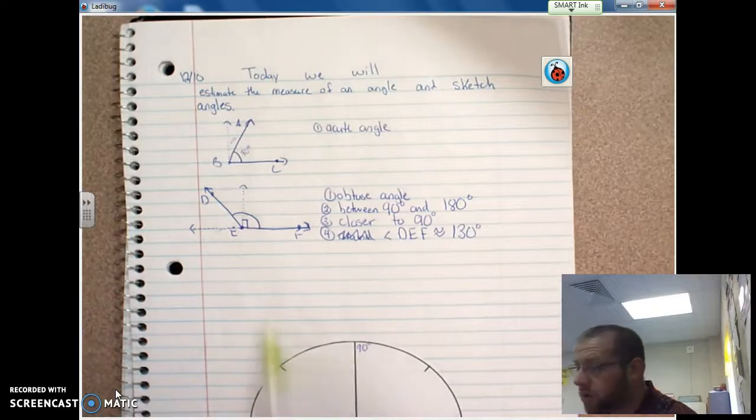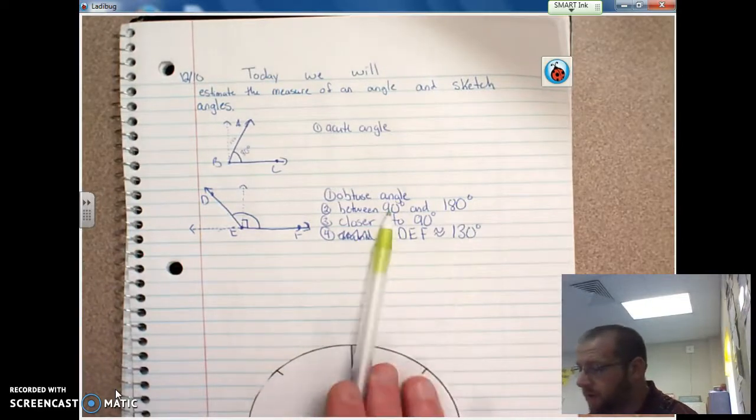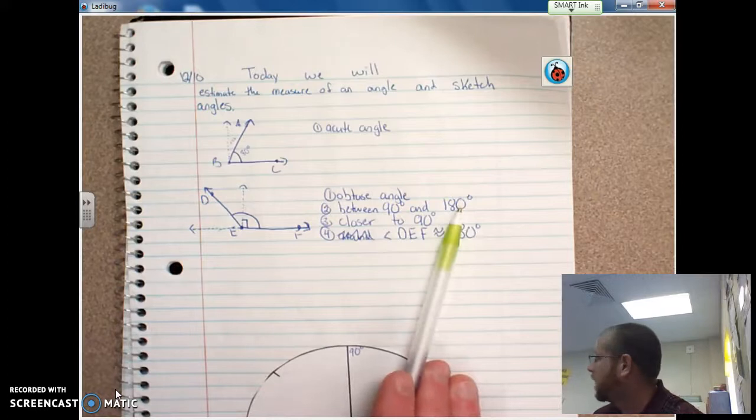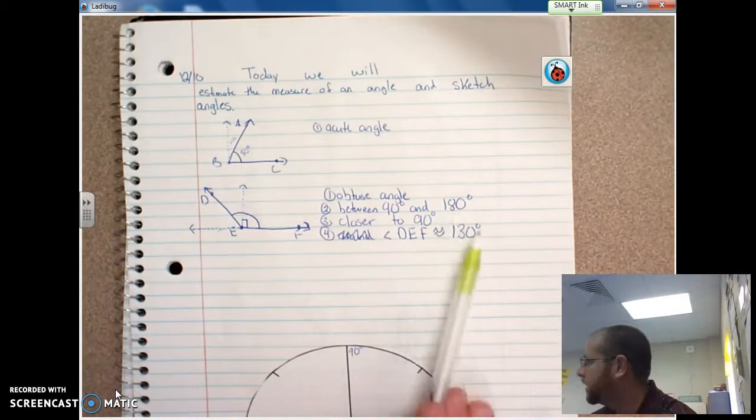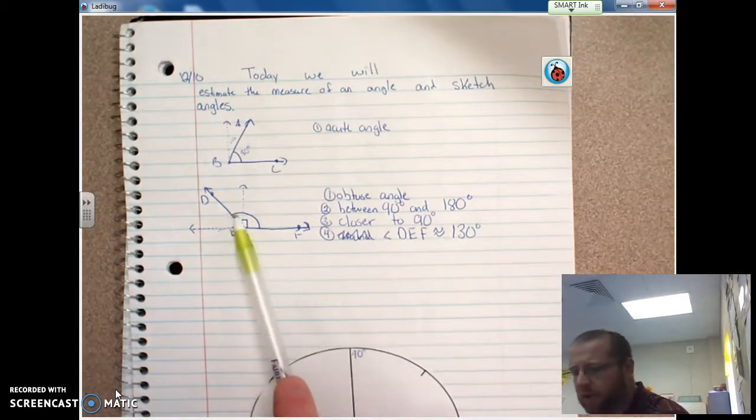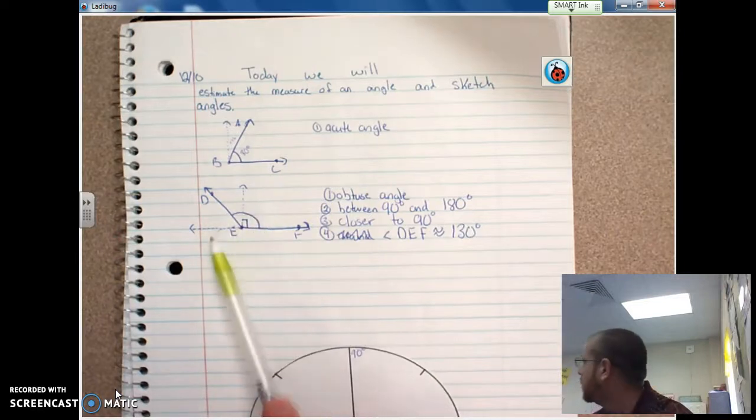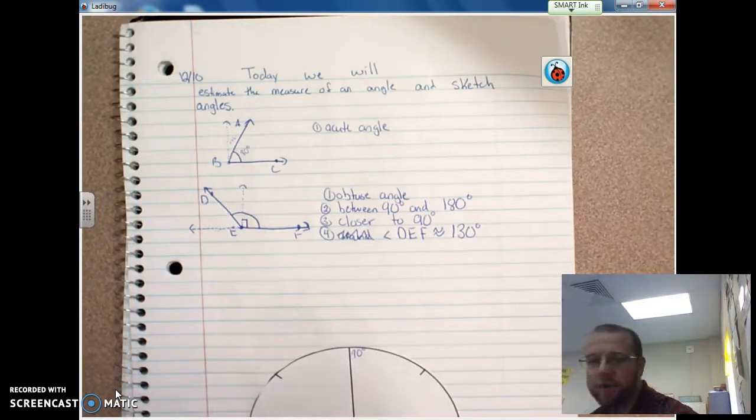So I'm closer to 90. I'm 40 away from 90. I'm 50 away from 180. So I'm a little bit closer to 90 than I am 180. That's about what I think my angle looks like. It's a little closer to 90 than it is 180. So my estimate would be 130 degrees.